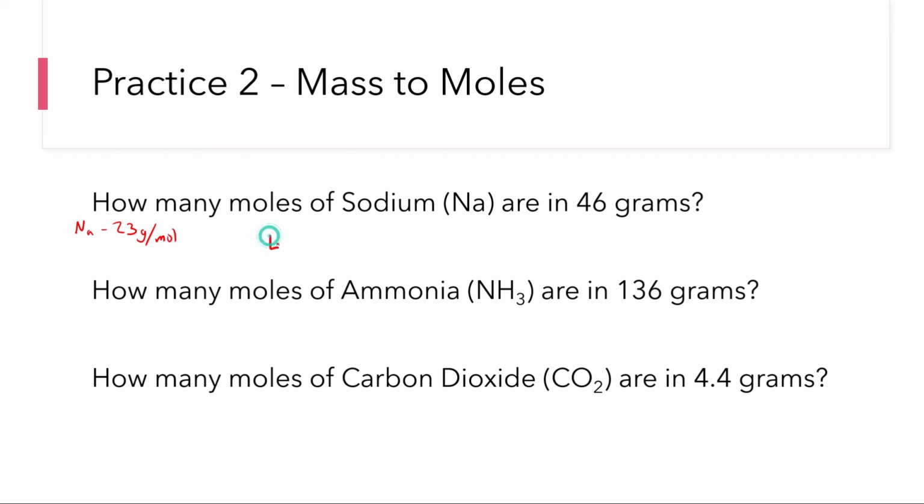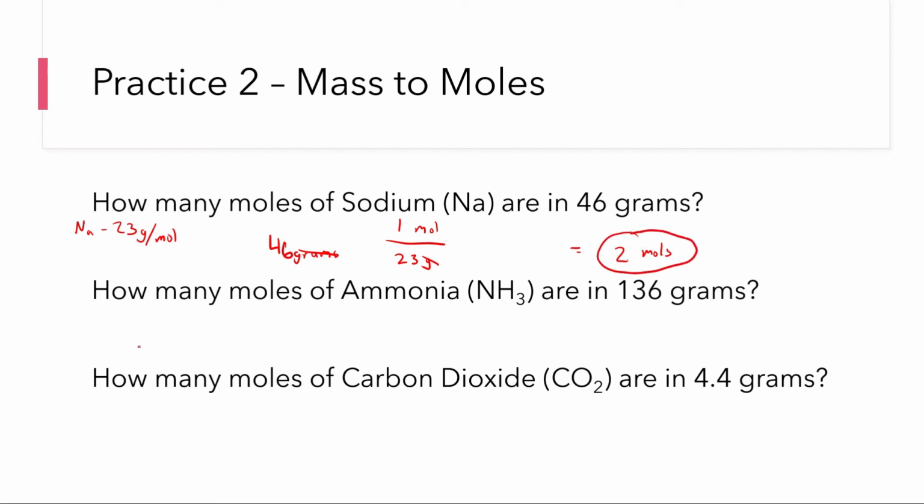Now in this case, we have 46 grams, and we want to end up with moles. So all we're going to do is flip this number here. So we have 1 mole per 23 grams, and the grams will cancel. So we get 46 times 1 divided by 23 equals 2 moles of sodium.